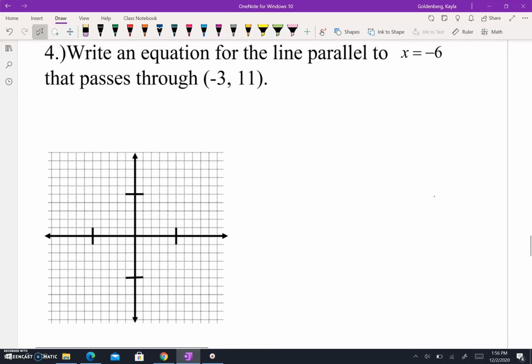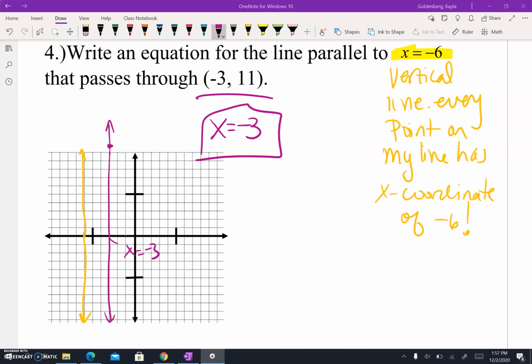Try this one on your own as a double check of how you're feeling about graphing lines, parallel slopes, all that good stuff. This one's a little bit trickier at first. They're actually both vertical lines. Notice the yellow vertical line. Every single point on that line has an x value of negative 6. Like this point here is negative 6 comma 6. Right, negative 6, 0, negative 6, negative 2. So that means that my parallel line also has to be vertical.